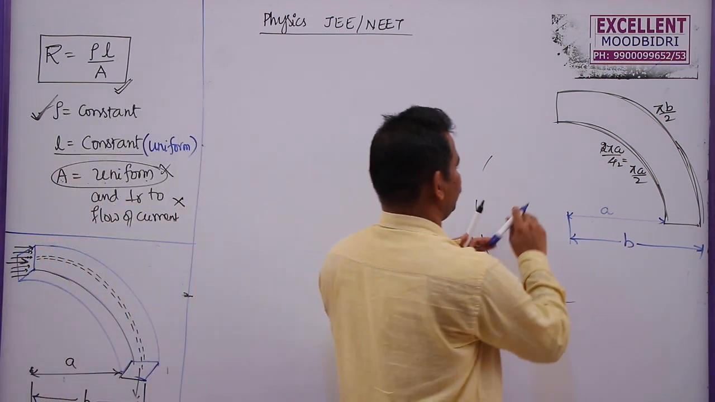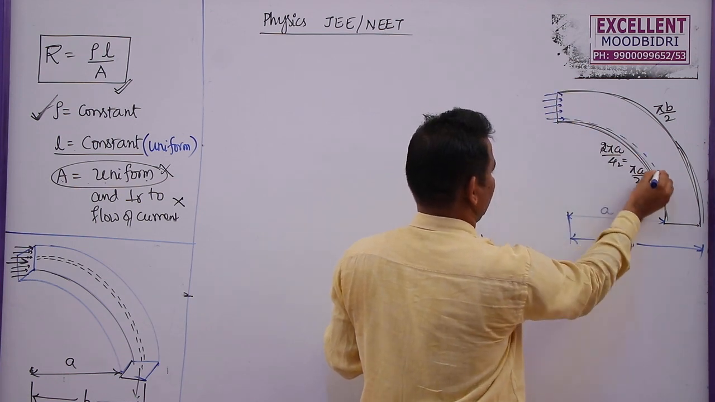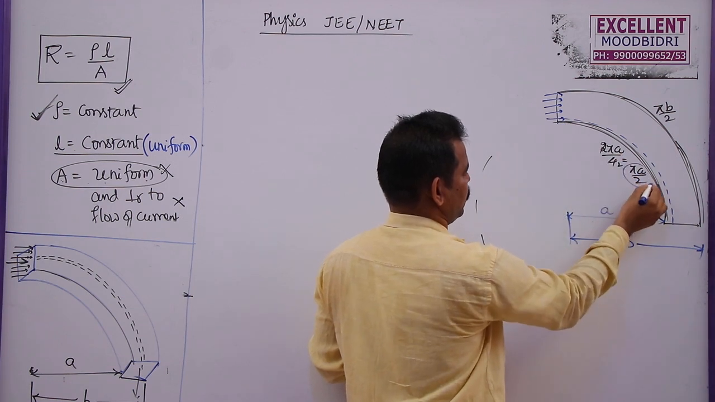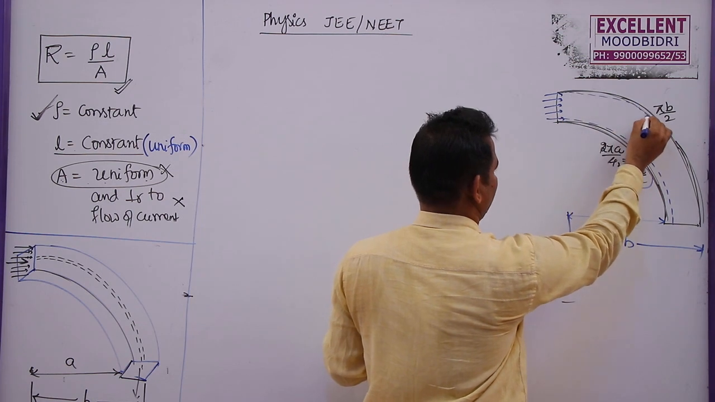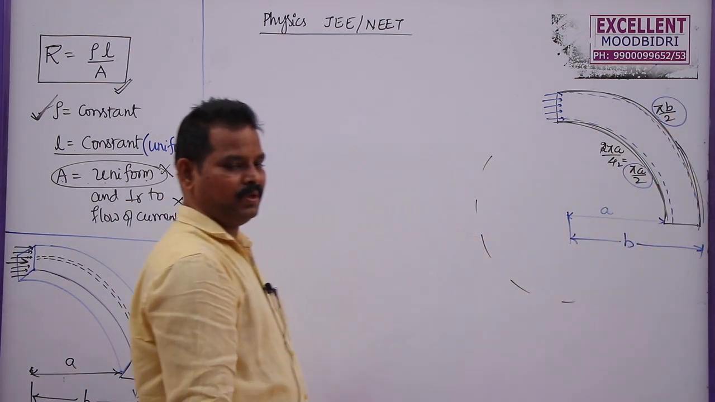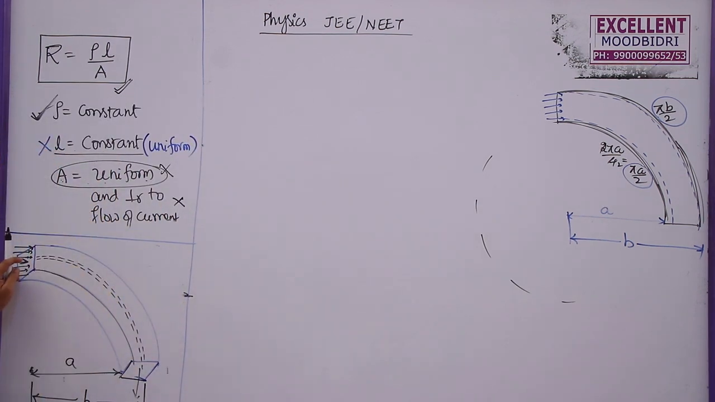Why? Because current will enter here. This current is traveling only very close to this edge. This current will travel a distance of pi a by 2, whereas the current which is traveling on the outer edge has to travel pi b by 2. So in this problem, length is not constant or uniform.